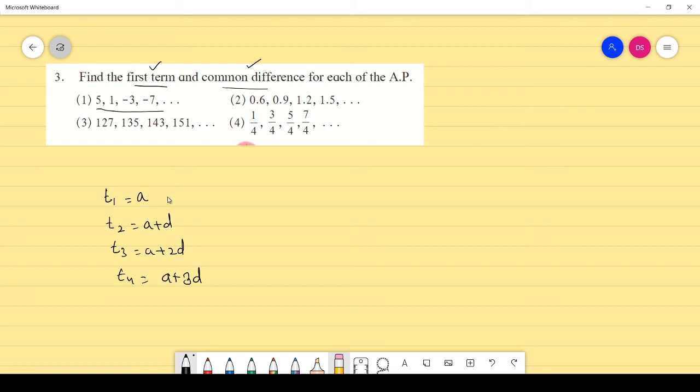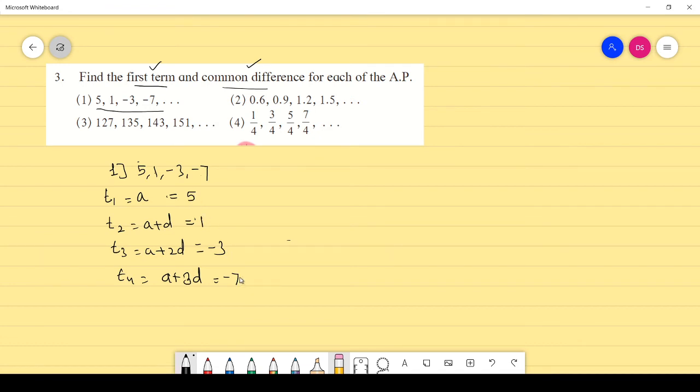From this part we have the first term. The first term is equal to what? 5. The second term is what? 1. Because the first example is 5, 1, minus 3, minus 7. So that's the reason our first term is 5. The second term is 1, the third term is minus 3, and the fourth term is minus 7. I can guess because the numbers are decreasing: 5 to 1, 1 to minus 3, minus 3 to minus 7.